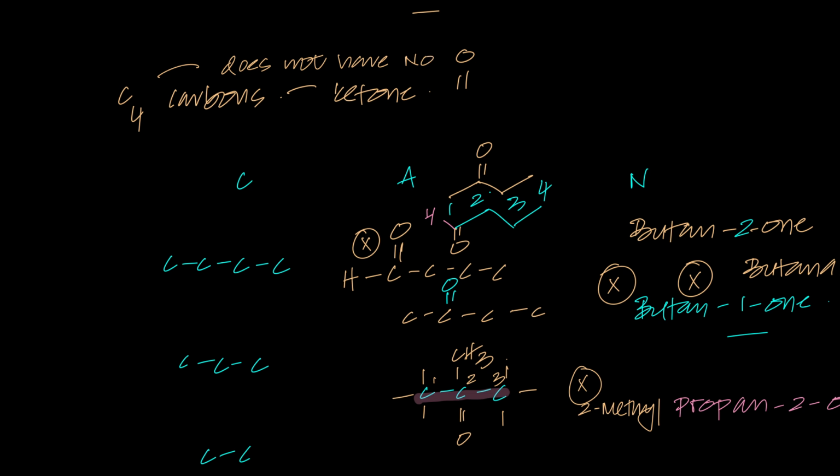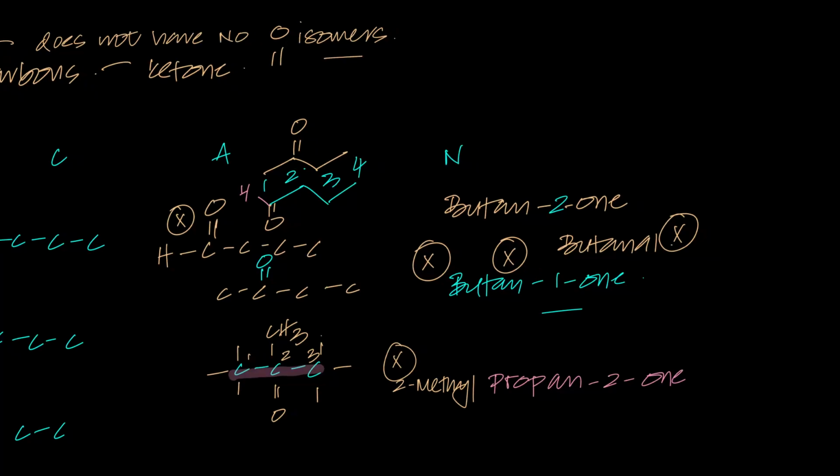No isomers. No, it only has one name. Yes, it does have a functional group isomer. Butan-2-one and butanol. But if the examiner asks you, you need to ignore functional group isomers. You need to ignore functional group isomers for your exams.